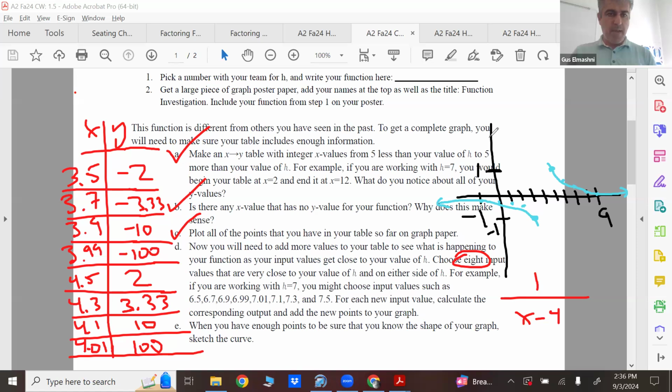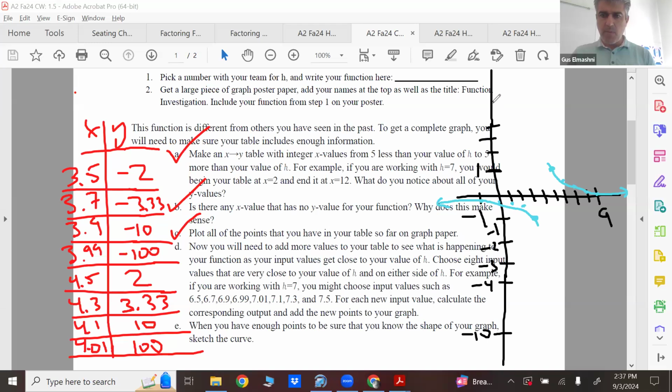So going back to my graph here, let's erase this junk. Going back to my graph, let's say this is -2, -3, -4, -10, 2, 3, 4, 10.